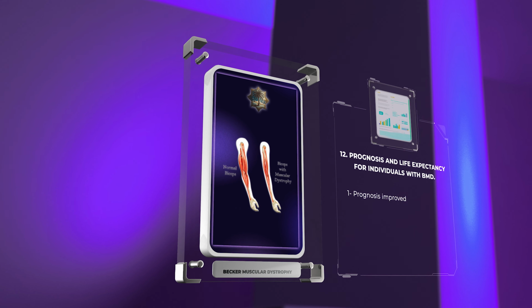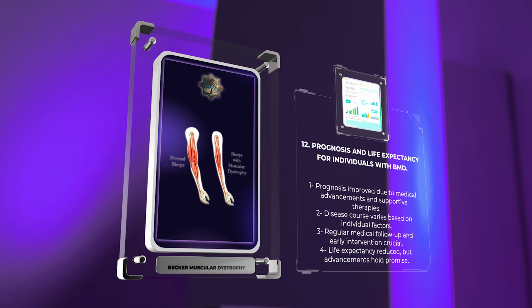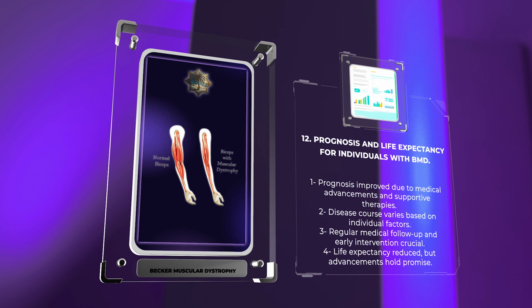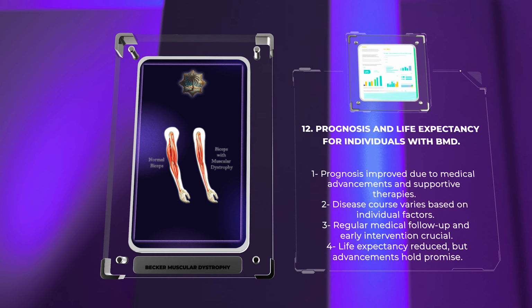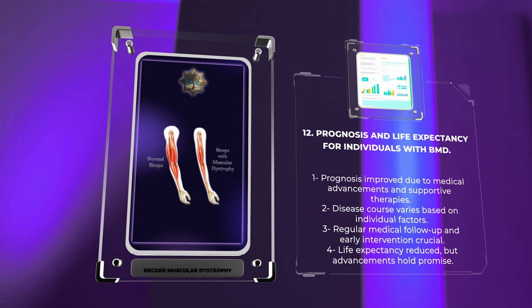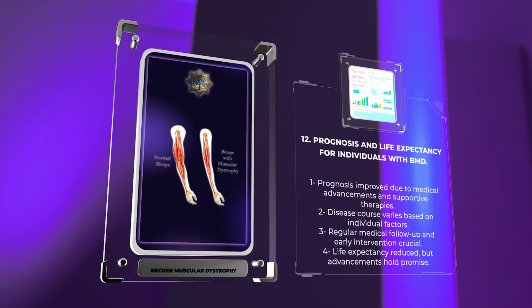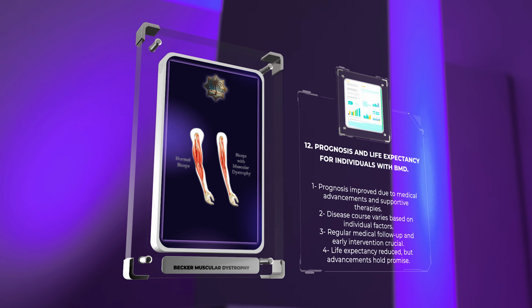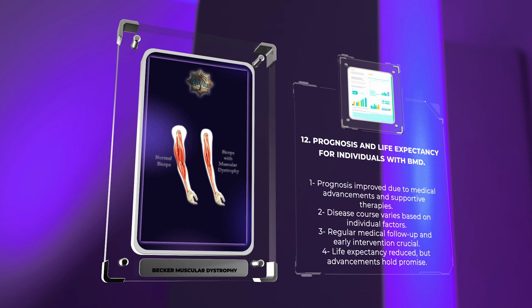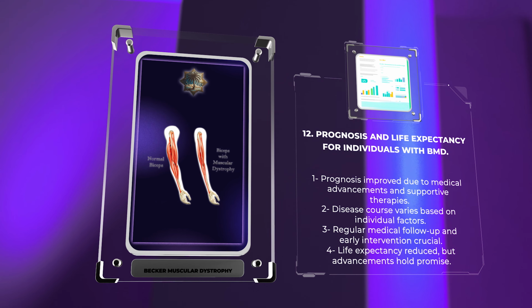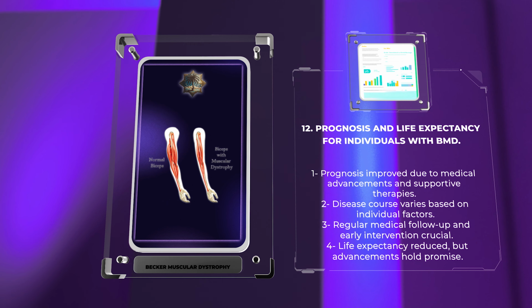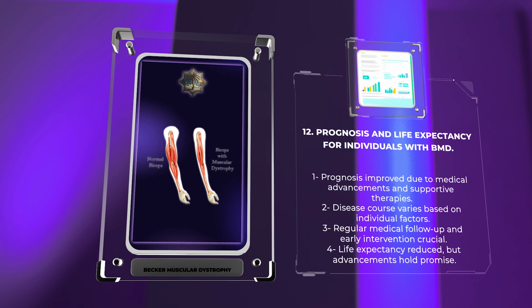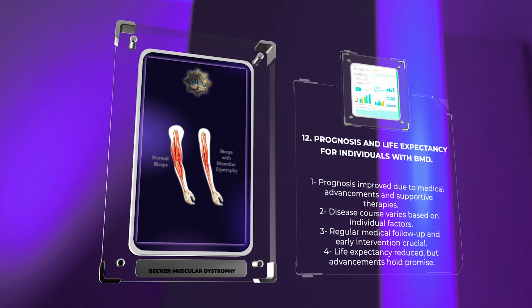The prognosis of individuals with BMD has improved significantly over the years due to advances in medical care and supportive therapies. The course of the disease varies based on individual factors, including the mutation type, muscle function, and comorbidities. Regular medical follow-up, adherence to therapy, and early intervention for complications are crucial in optimizing outcomes. Life expectancy in BMD is generally reduced compared to the general population, mainly due to cardiac and respiratory complications. However, improvements in cardiac management, ventilatory support, and emerging therapies hold the promise of further extending survival and enhancing quality of life for individuals with BMD.